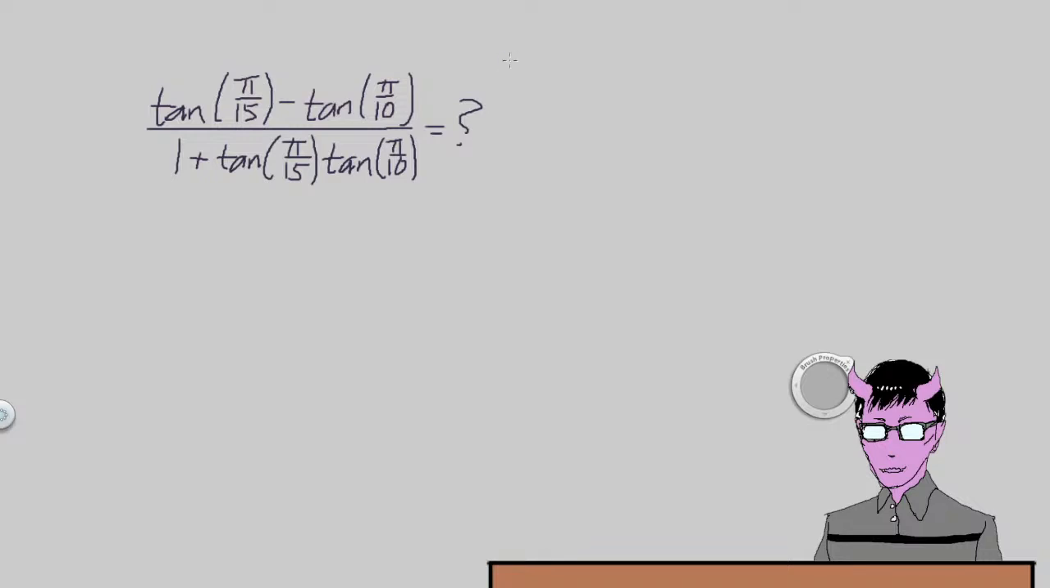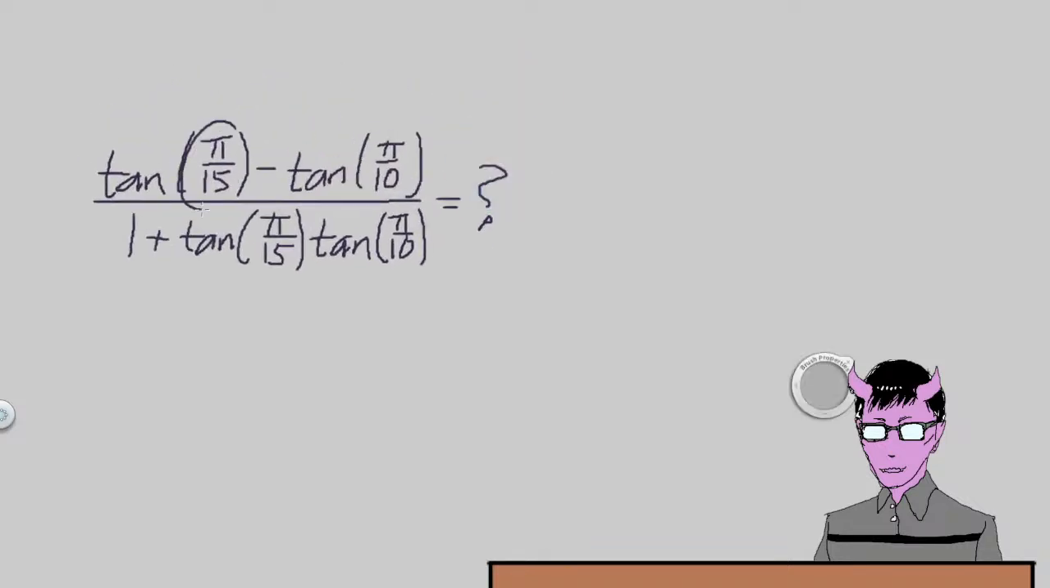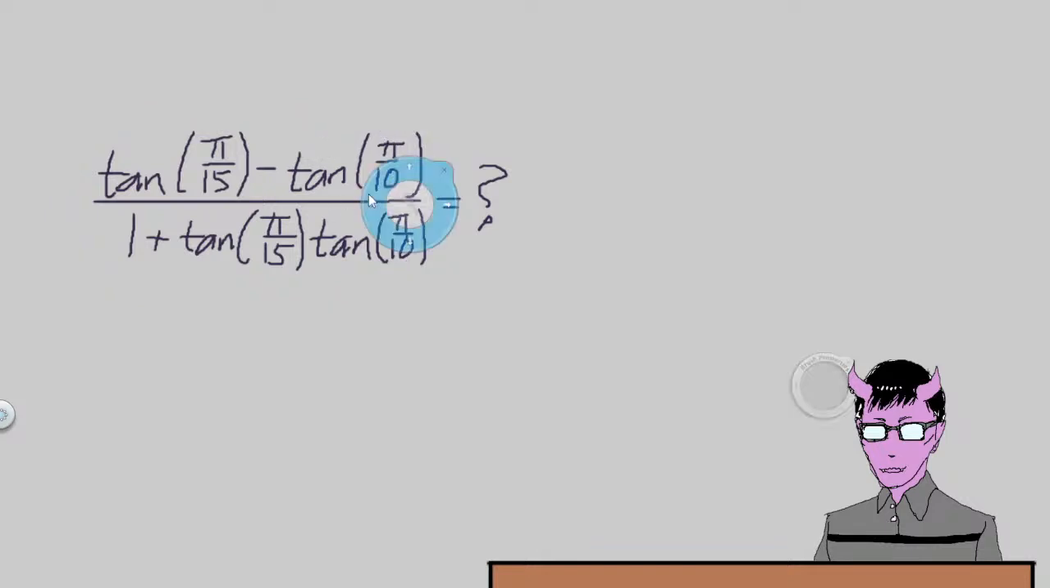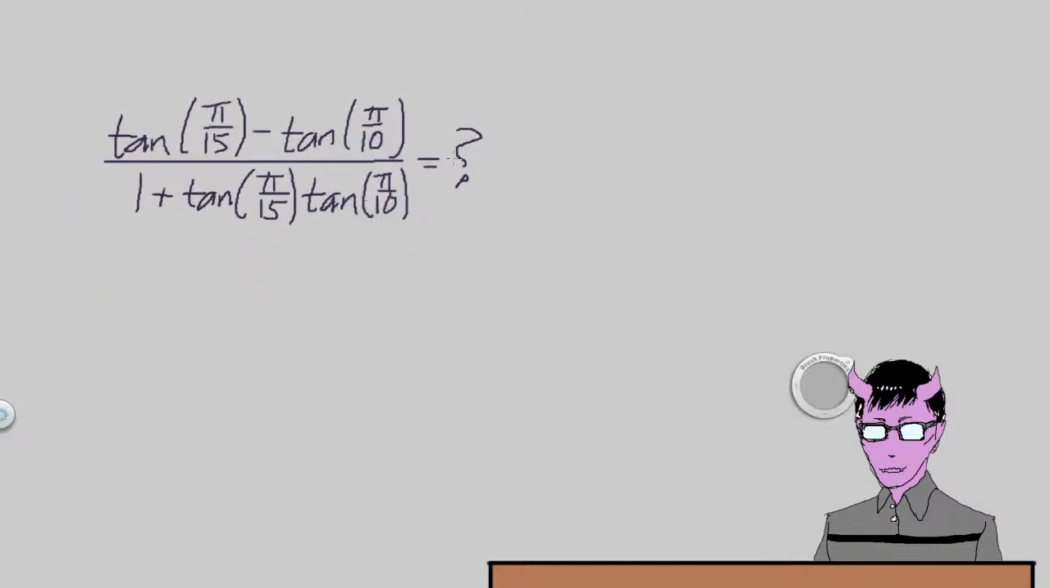And indeed, it's just evaluation. So on further inspection, we have a pi over 15, which is not a friendly angle, and we have a pi over 10, which is also not a friendly angle. So we know this is going to be some sort of condensation situation with our tangent function. And it simply is. Let's just get to that.